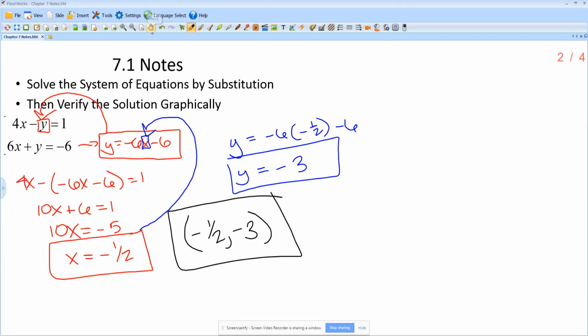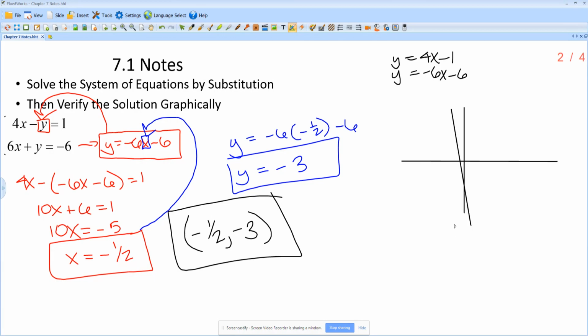Graphically, if I wanted to verify this, looking at these two equations, if I solved this one for y, I would get y is equal to 4x minus 1, and the other one, y is equal to negative 6x minus 6. The reason that you'd need to solve these for y is because you're going to use a graphing calculator in order to graph them. And if you were to graph these, what you'd see is a decreasing line that's really quick and an increasing line that's not so quick.